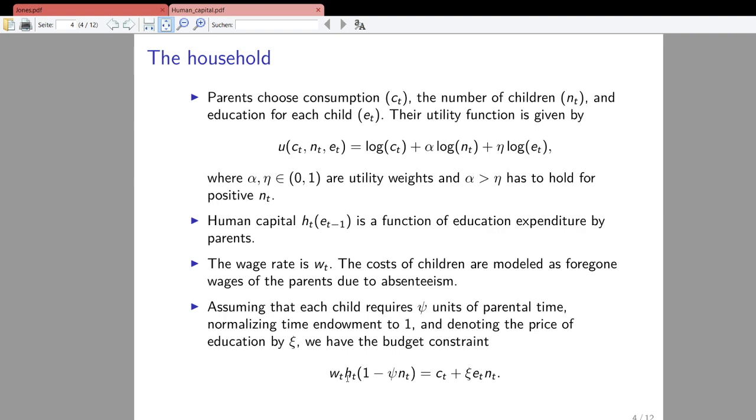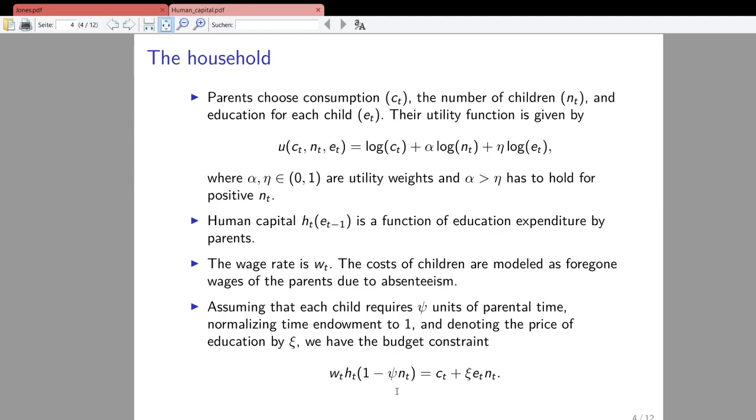then we would get the budget constraint that we have here, where we have the wage rate multiplied by the individual human capital level of parents. Now that would be the wage if they supplied their whole available time on the labor market. But since each child reduces the time that parents have to supply on the labor market, we subtract from their time endowment psi multiplied by the number of children, and the remaining time is what parents can spend on the labor market.